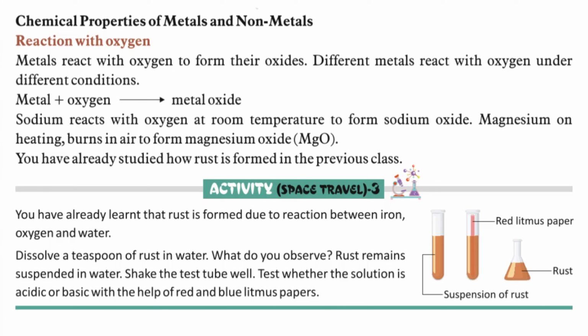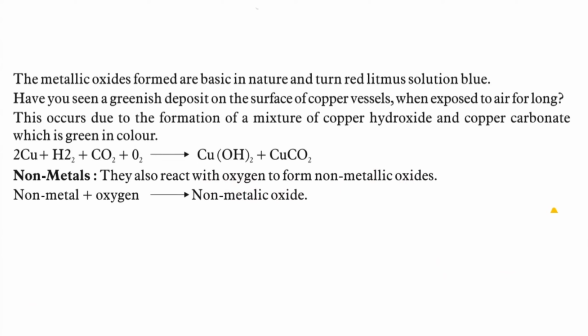Sodium reacts with oxygen at room temperature to form sodium oxide. Magnesium on heating burns in air to form magnesium oxide, also known as MgO. You have already studied how rust is formed. The metallic oxides formed are basic in nature and turn red litmus solution blue.